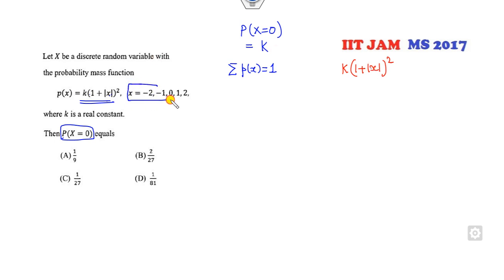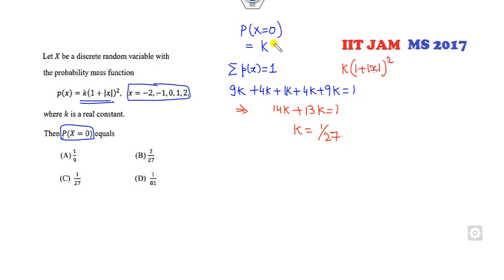When x is minus 2, it's 2 plus 1, 3. 3 squared is 9k. When it is minus 1, it's 2, and 2 squared is 4k. When it's 0, it's 1k. At 1 it's 4k, and at 2 it's 9k, and the sum is 1. So can you find the sum of this? 9, 13, 14. 14k plus 13k is 1. So what is the answer of k? K is 1 by 27, the right answer of this problem. You can see how many seconds you need to solve this, a very small fraction of a second.